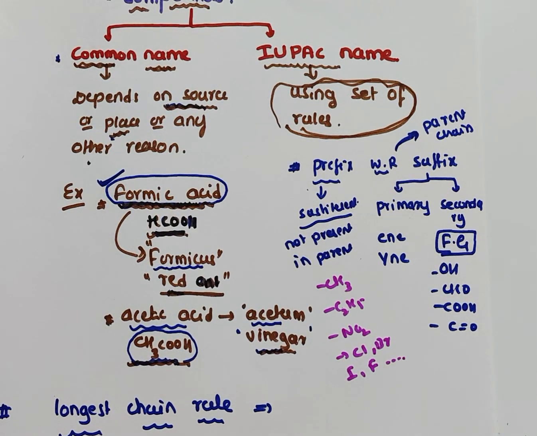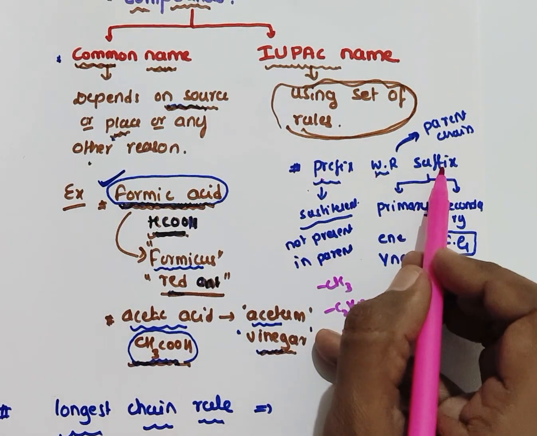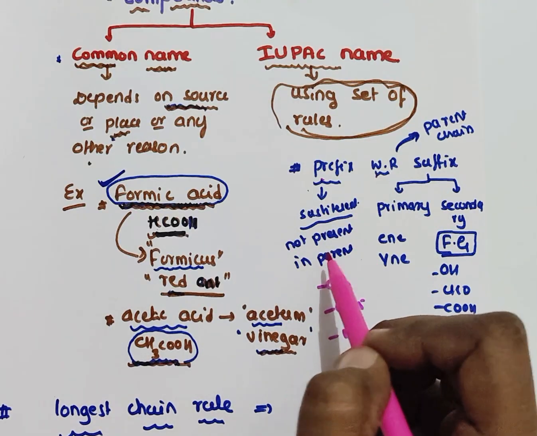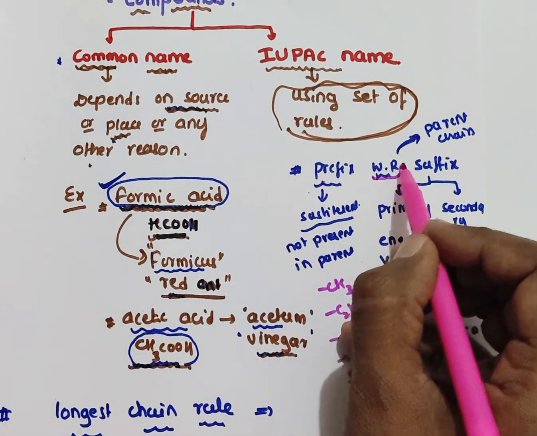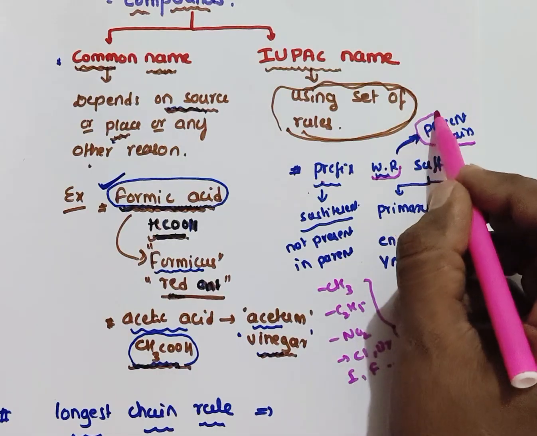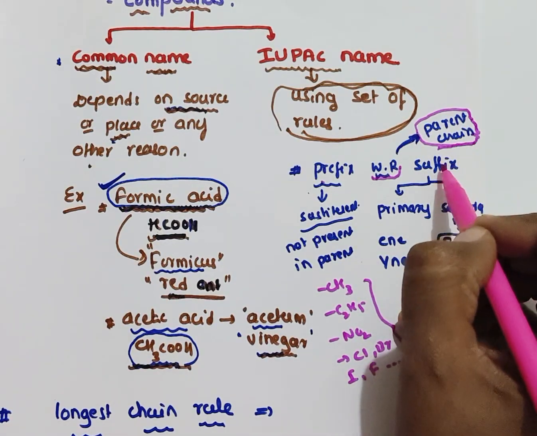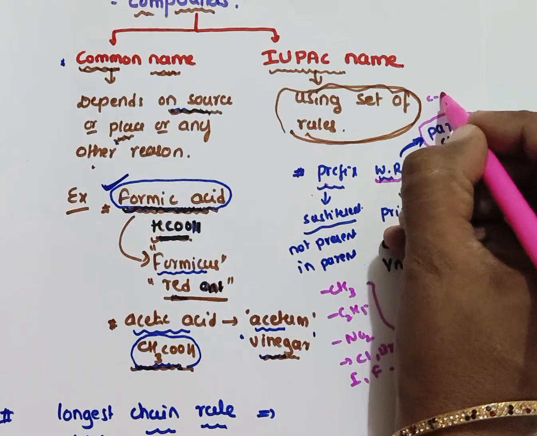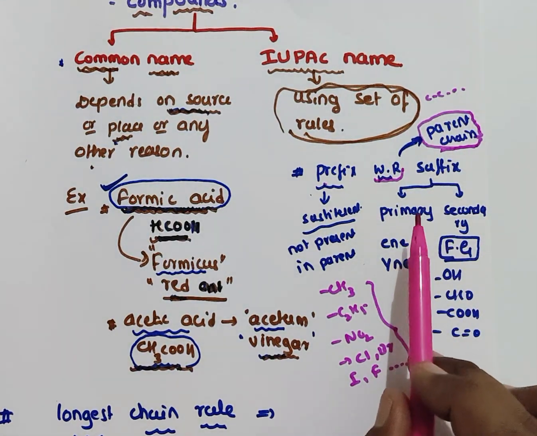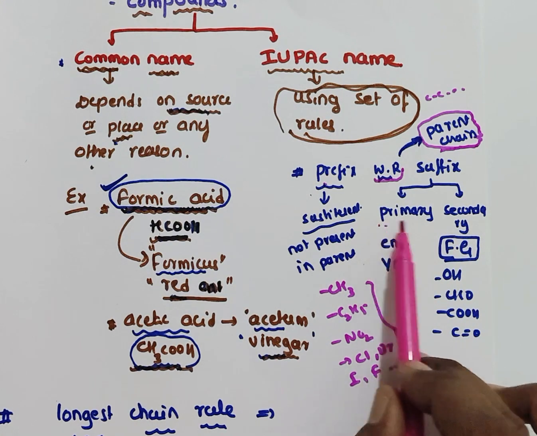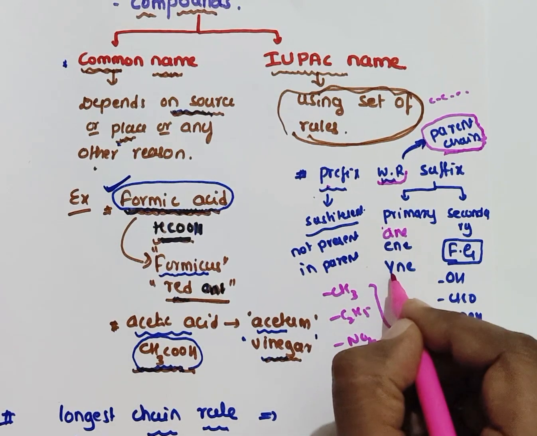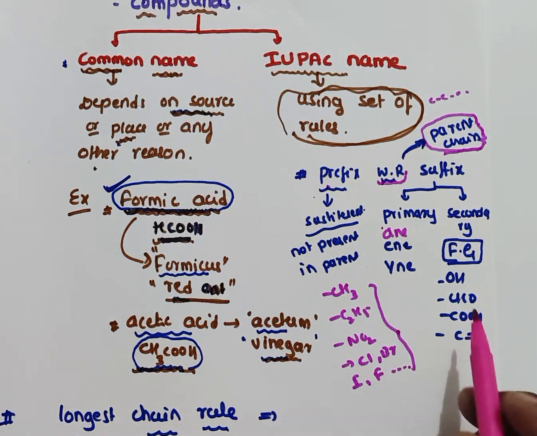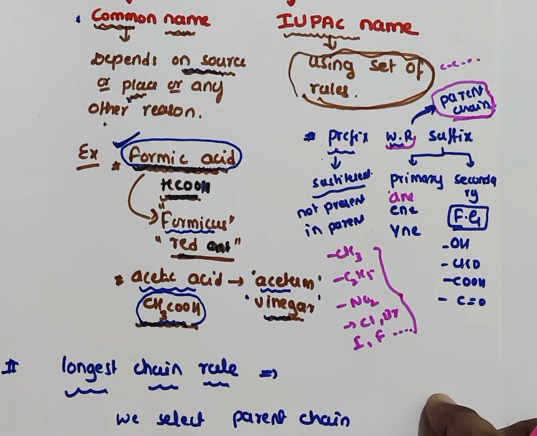So our nomenclature has basically three parts: prefix, word root, suffix. Prefix is not present in the parent chain. Word root is nothing but what? Parent chain. The parent chain means the longest chain, which contains a number of carbon atoms. And suffix means there are two types of suffixes: primary suffix and secondary suffix. Primary suffixes means ane, ene, yne. Secondary suffixes means functional group: OH, alcohol, aldehyde, carboxylic acid, etc. Okay, we already know about this basic thing.